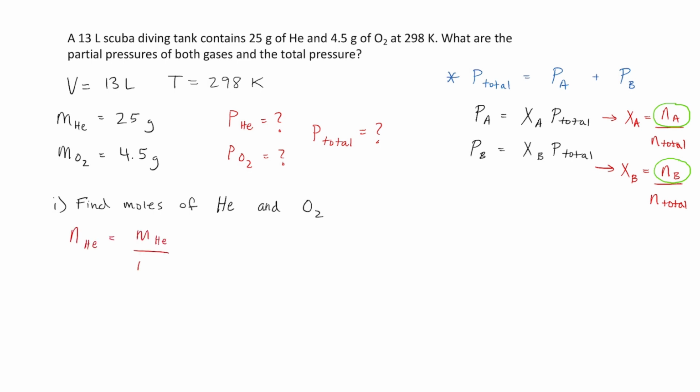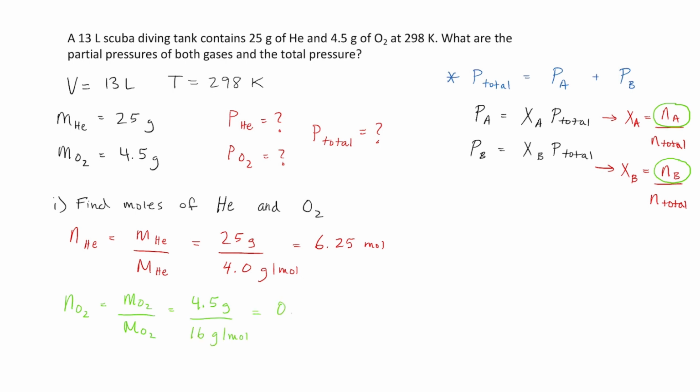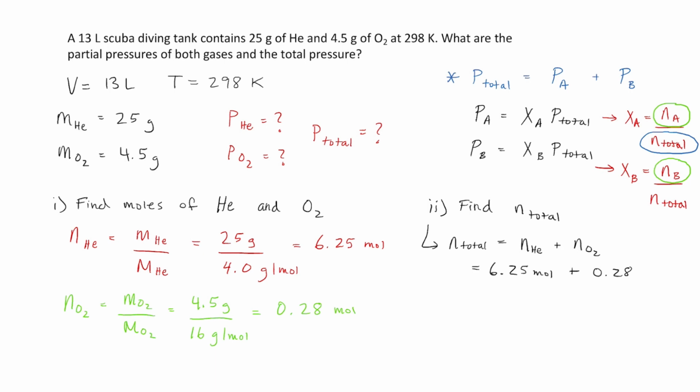To find the number of moles of helium gas, we just need to use this equation. So we take the mass of helium gas divided by helium's molecular weight, and that gives us 6.25 moles. Now let's find the moles of oxygen gas. We just take the mass of oxygen gas divided by the molecular weight, and that gives us 0.28 moles. Now in order to find the mole fraction, we also need the total number of moles, which means all we need to do is add up the number of moles of helium gas plus the number of moles of oxygen gas. And that gives us a total of 6.53 moles.